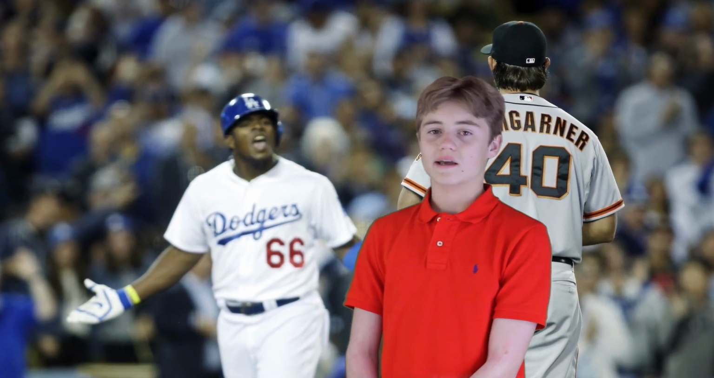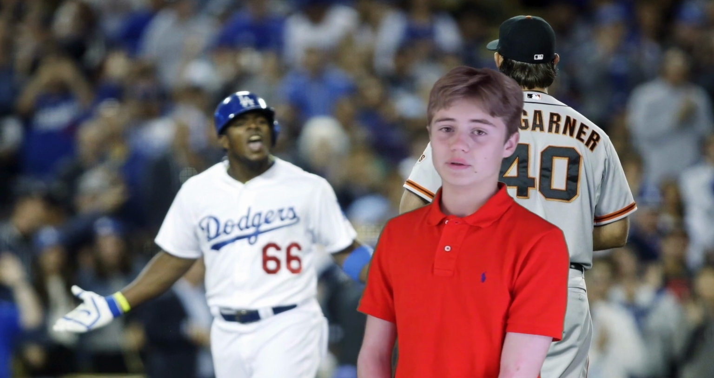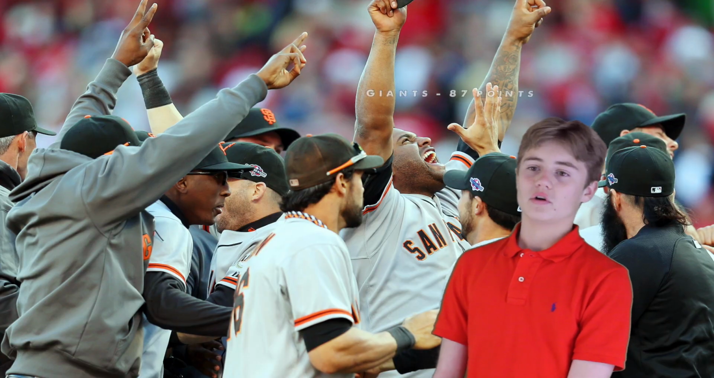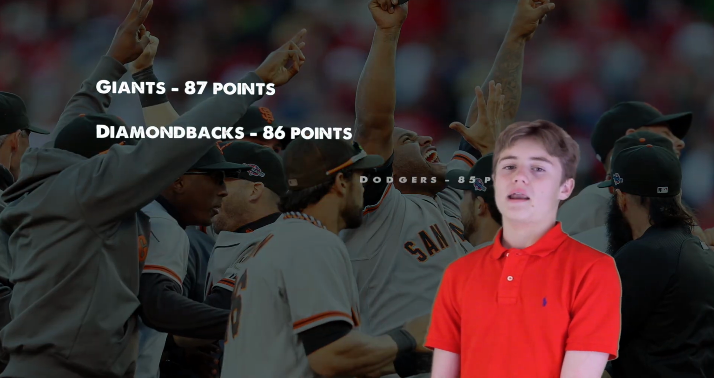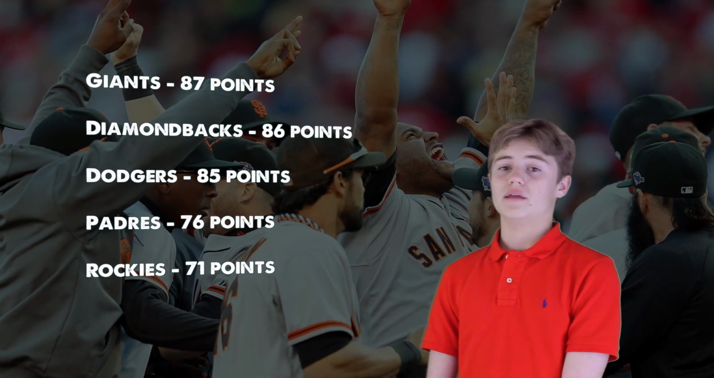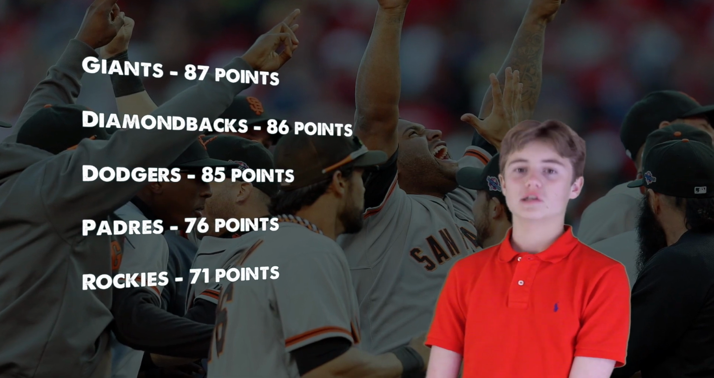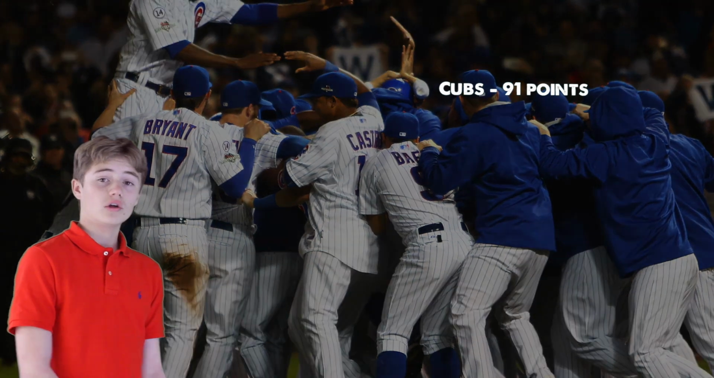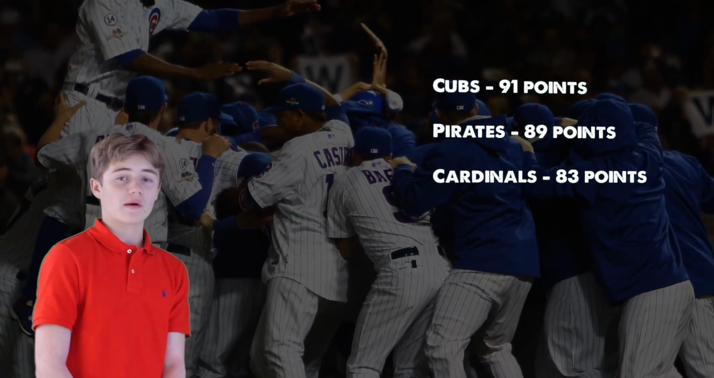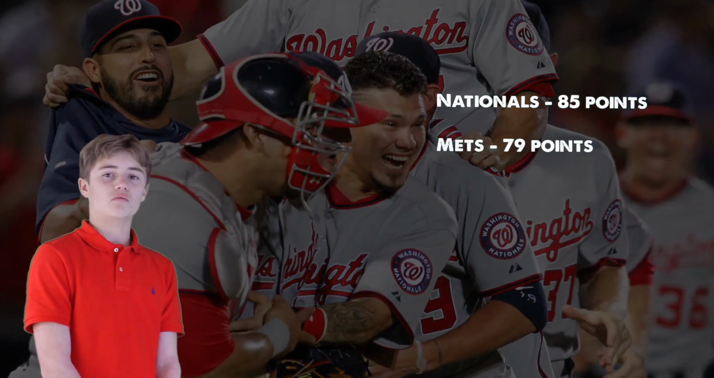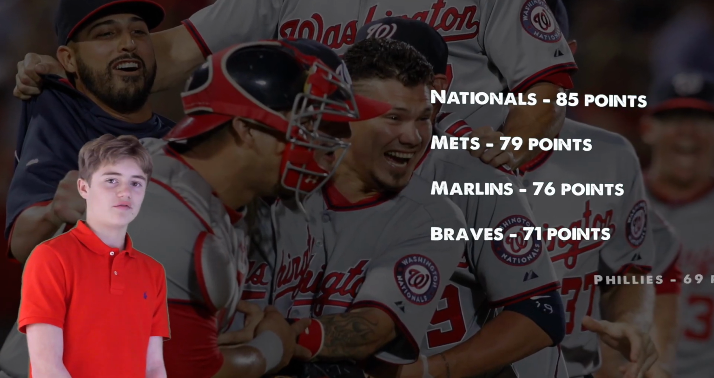In the National League West, I'm predicting a tight race between the Giants, Diamondbacks, and the Dodgers. However, the Connor curve predicts that the Giants will win with a score of 87, followed by the Diamondbacks with a score of 86, and the Dodgers with a score of 85. In the National League Central, we have the Chicago Cubs winning with 91 points, and in the NL East, we have the Washington Nationals winning with 85.